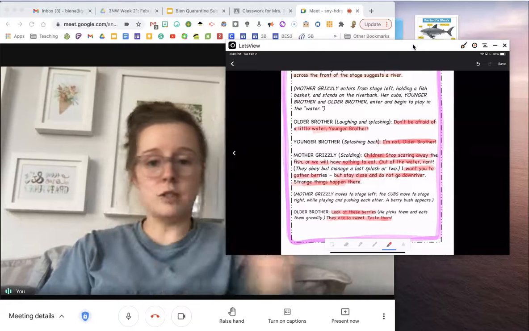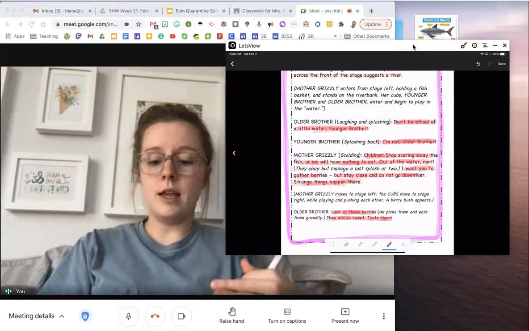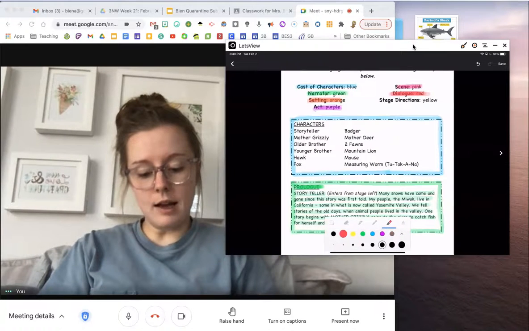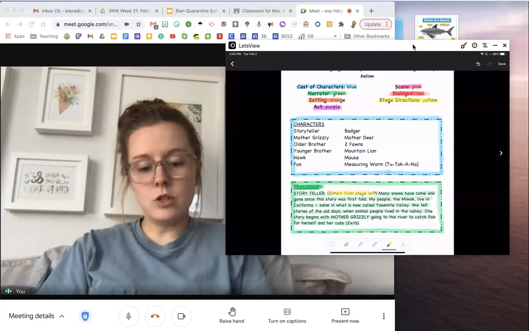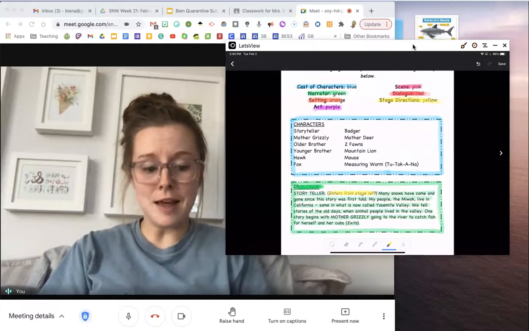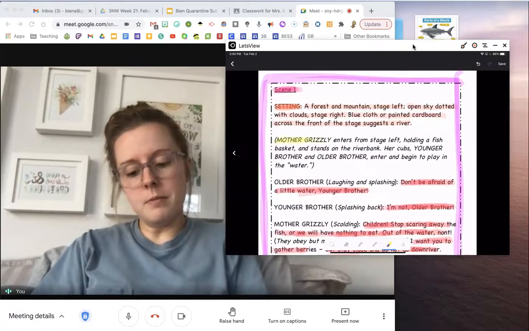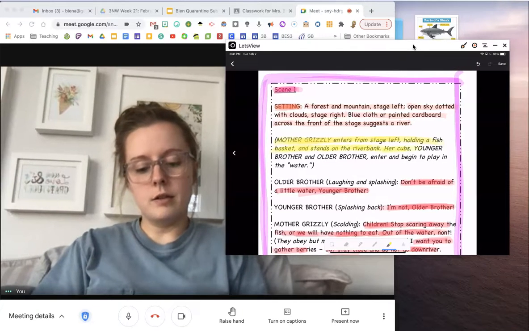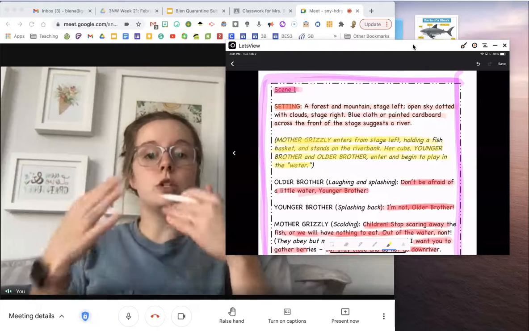Now, if you notice, I didn't just highlight every single word that I saw in there. I only highlighted what they're saying out loud, because that is the dialogue. When I go back and look at my stage directions, that's what all of this part is for. "Enters from stage left": your storyteller is not going to say that out loud. She's just going to do it. This is saying that Mother Grizzly enters from stage left, holding a fish basket, and stands on the riverbank. Her cubs, younger brother and older brother, enter and begin to play in the water. So that's telling me what those characters are going to do.